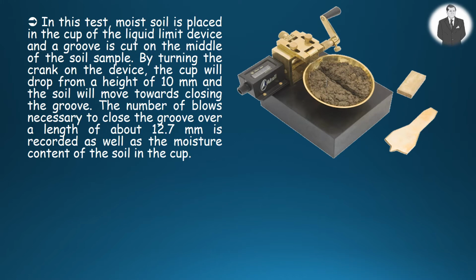In this test, moist soil is placed in the cup of the liquid limit device, as shown here, and a groove is cut in the middle of the soil sample. By turning the crank on the device, the cup will drop from a height of 10 millimeters, and the soil on both sides will move towards each other, closing the groove. The number of blows required to close the groove over a length of about 13 millimeters and the moisture content corresponding to this state are recorded.